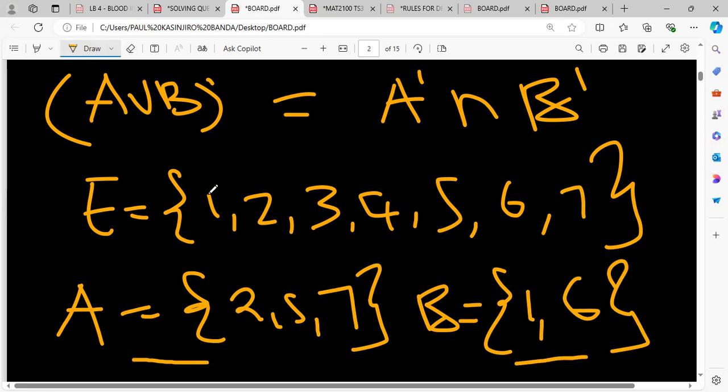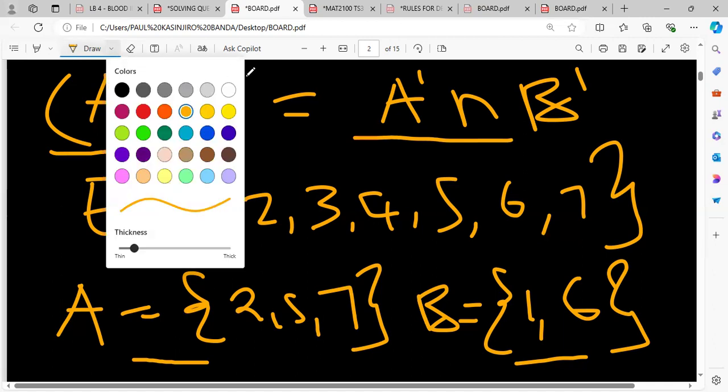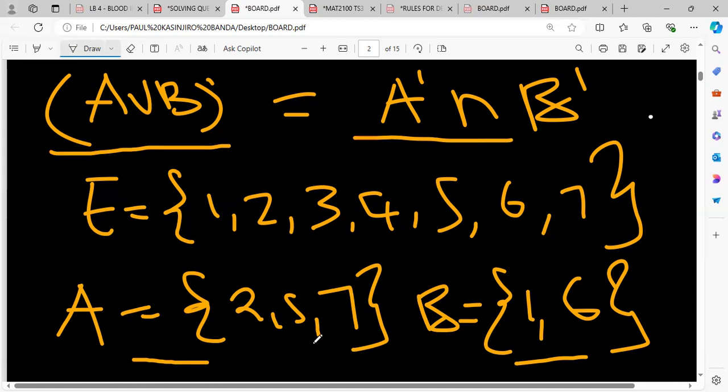Okay, how are we going to prove that (A union B) complement is actually equal to A complement intersection B complement? We just want to find the members that will be in this set, and then see if those same members are in that set. That's what we are going to do here. If you have any questions, just unmute yourself, and you're free to ask.